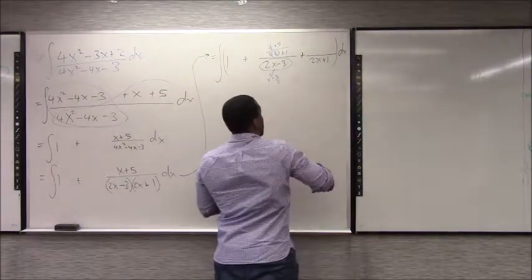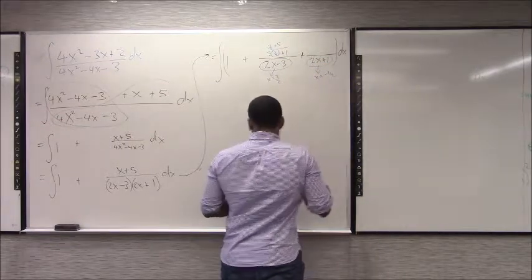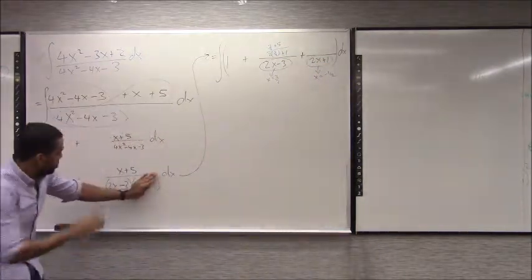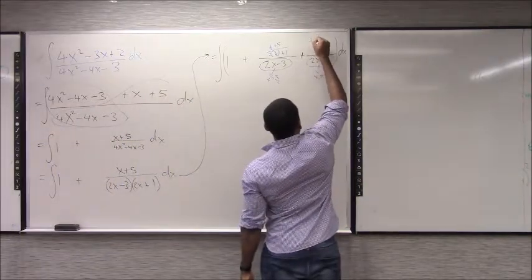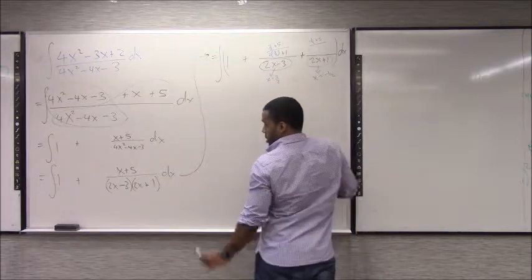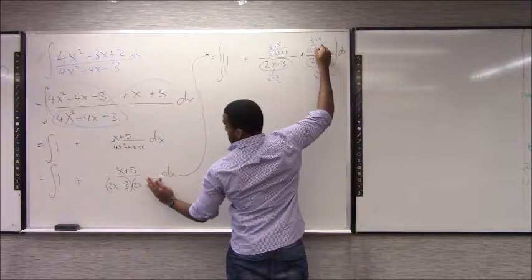Plus, figure out what makes this 0. It's x equals minus a half. So I'm going to go over here, cover that up, and plug in minus a half for x everywhere. So that's going to give me minus a half plus 5 divided by 2 times minus a half minus 3.